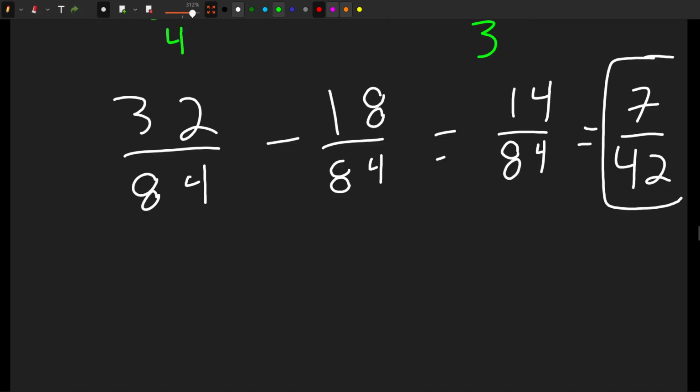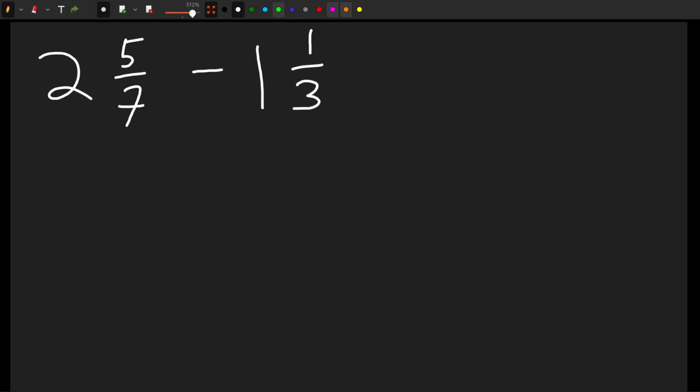Okay, we have 2 more problems to go through. We have 2 and 5/7 minus 1 and 1/3. Now I'm going to do this a little quicker because we've done quite a few examples of this, but I think you know how to do conversions from mixed numbers to improper fractions now. 7 times 2 is 14, carrying the 5, I'm going to get 19 over 7. And then 3 times 1 is 3, plus the 1 is 4, so I'm going to get 4/3.